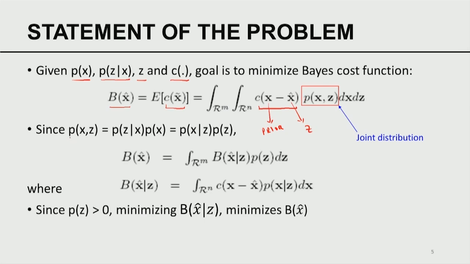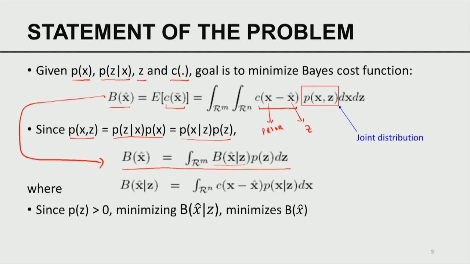Please recall, the joint distribution Pxz can be written in this form using conditional probability. It can also be written in this form. Both ways are meaningful. It is using these two that we generally derive what is called the Bayes rule in an elementary course on statistics. So if I now replace the joint distribution by one of the product forms, I get a new formulation for the Bayes cost function.